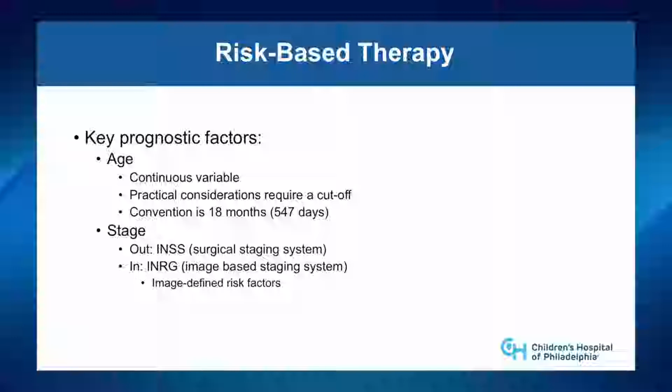So age has been shown to be a continuous variable by Wendy London and others, meaning that if you're 17 months and 29 days versus 18 months and 1 day, it's not like your risk changes that simply at the mark of 18 months. But for the purpose of clinical trials and group assignment, we have to draw a line in the sand somewhere. So the current practice internationally is to use 18 months or 547 days as the cutoff.